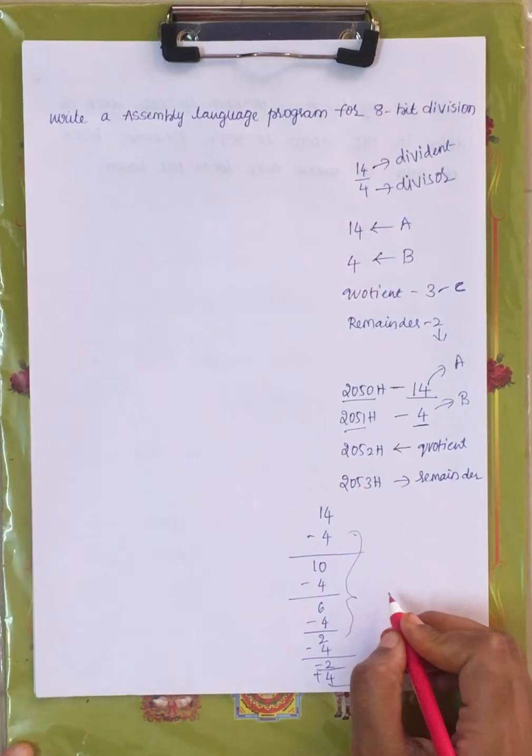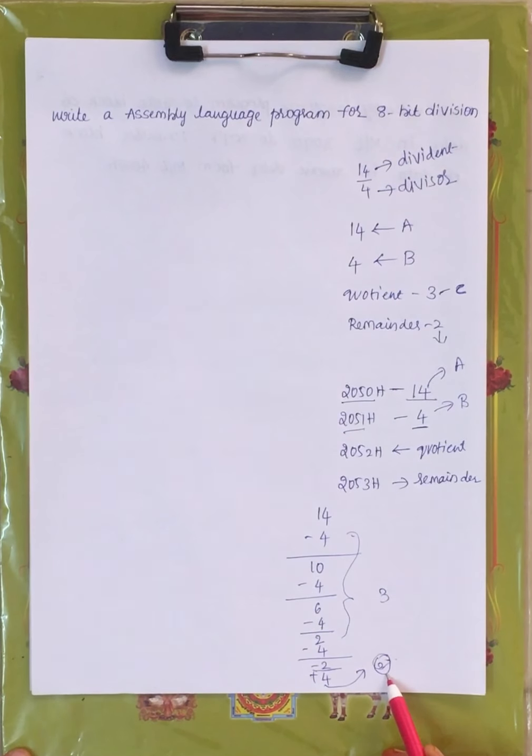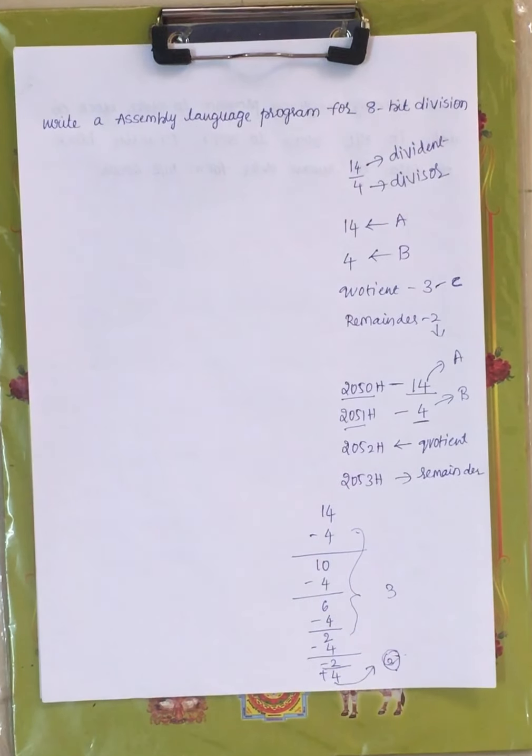To get the remainder, now what is the quotient? Here you will get 3. The remainder you will get as 2, and the quotient you will get as 3. Now these have to be stored under the successive memory locations, that is 2052H and 2053H.